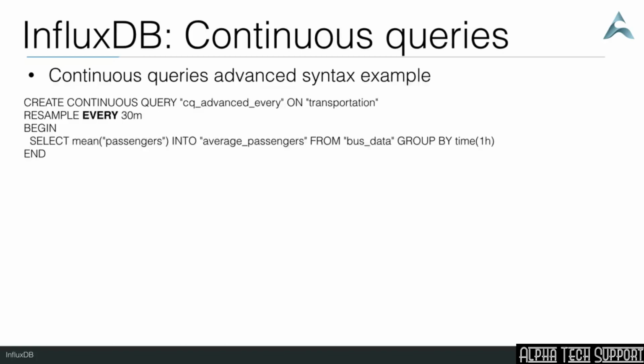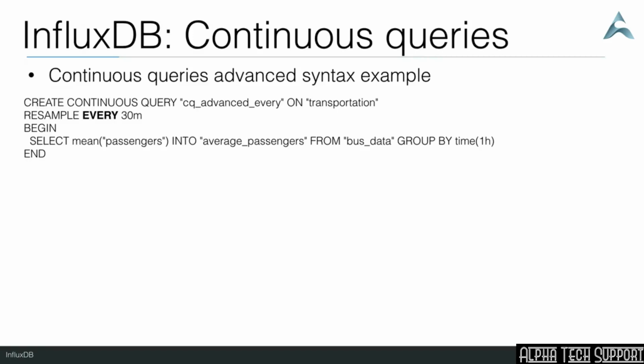Here is an example of a continuous query using the advanced syntax. CQ_advanced_every calculates the 1 hour average of passengers from the bus_data measurement and stores the result in the average_passenger measurement in the transportation database. It executes at 30-minute intervals, the same as the every interval. Every 30 minutes, it runs a single query that covers the time range from the current 1 hour time bucket that intersects with now.